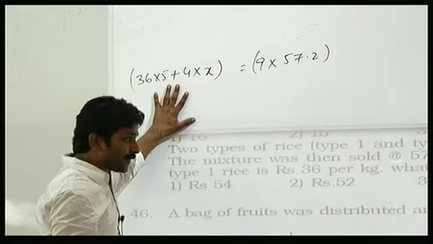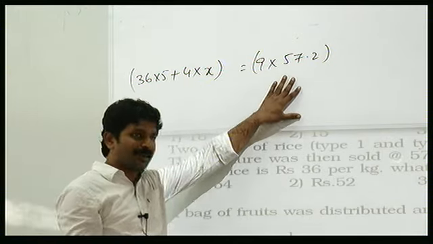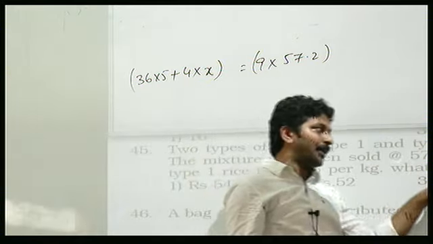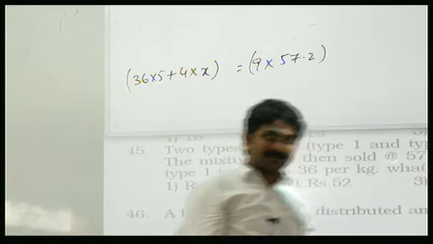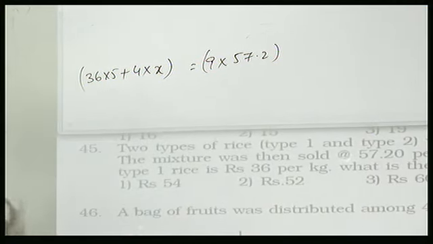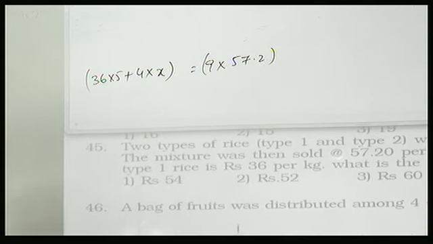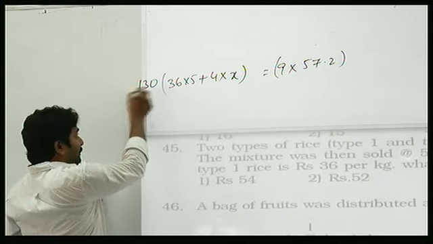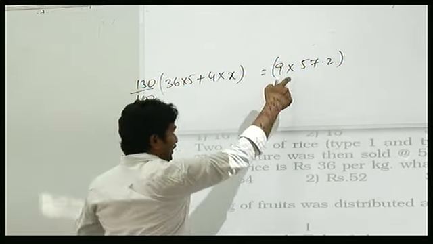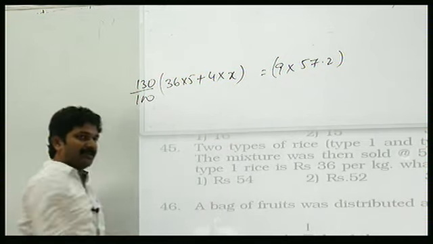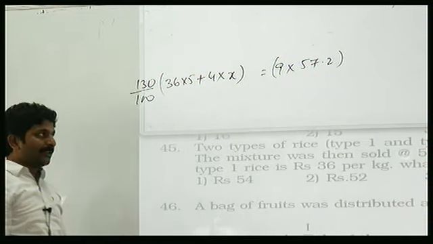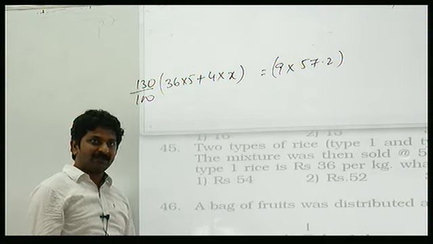Left hand side you have cost price and right hand side you have selling price. By selling it for 57.2 rupees, there is a profit of 30%. 30% profit in the sense 130% of the cost price. So 130% of cost price is equal to selling price. Solve it, you will get x value. This is one way. The other way is using alligation.